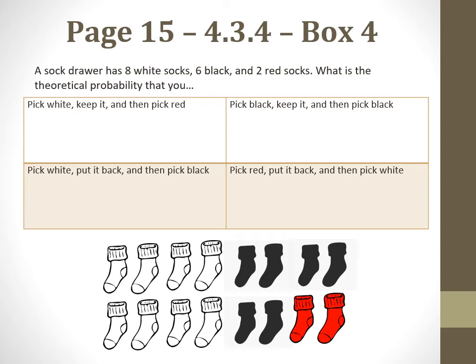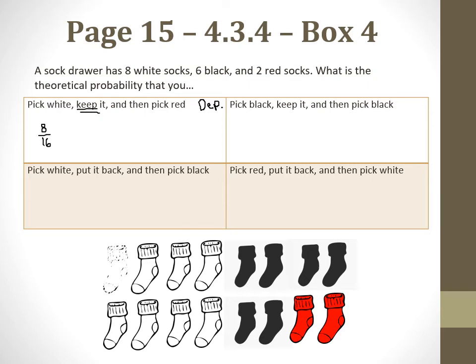So here we're being asked for the probability that you pick white, keep it, and then pick red. So we know that these are going to be dependent probabilities, and my number of possible outcomes is going to change. So the probability that you pick white, well, there are 8 white socks out of 16 in the drawer. So the probability of picking white is 8 out of 16. But once I have picked this white sock, it is no longer in the drawer. It has been selected, it is gone, it is not there anymore.